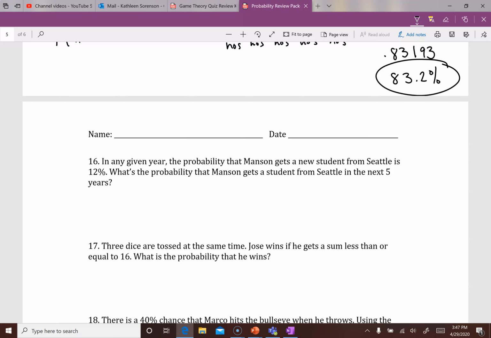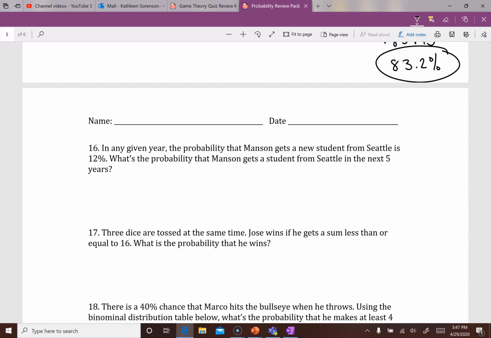All right, number 16 here. In any given year, the probability that Manson gets a new student from Seattle is 12%. What's the probability that Manson gets a student from Seattle in the next 5 years? Well, that's going to be equal to 1 minus the probability of not getting a Seattle student in the next 5 years. So that's going to be to the fifth power. And the probability of getting a student from Seattle is 12%. So the probability of not getting one from Seattle would be 0.88 or 88%, right? So this is going to give me 47.2%.